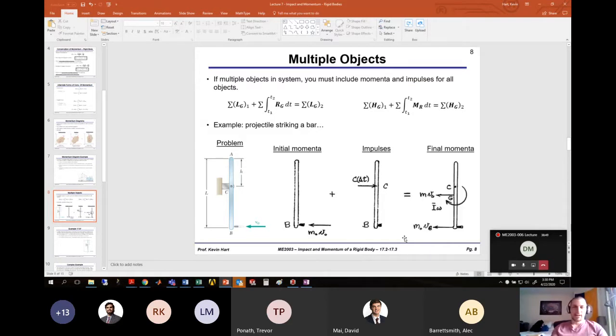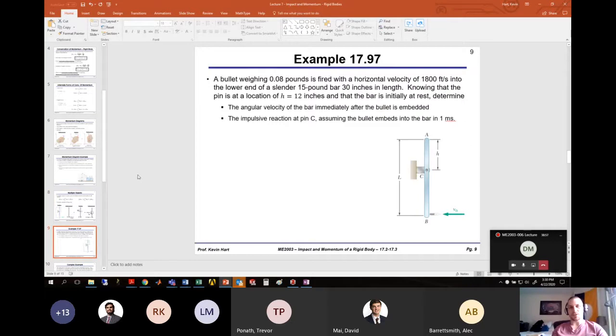Okay. I actually want to do this example problem with this exact sort of setup, but let's put some numbers to it. So here's this example problem. A bullet weighs 0.08 pounds. That is not the mass, that is the weight. It's fired with a horizontal velocity, 1,800 feet per second, into the lower end of a slender bar, 30 inches in length.